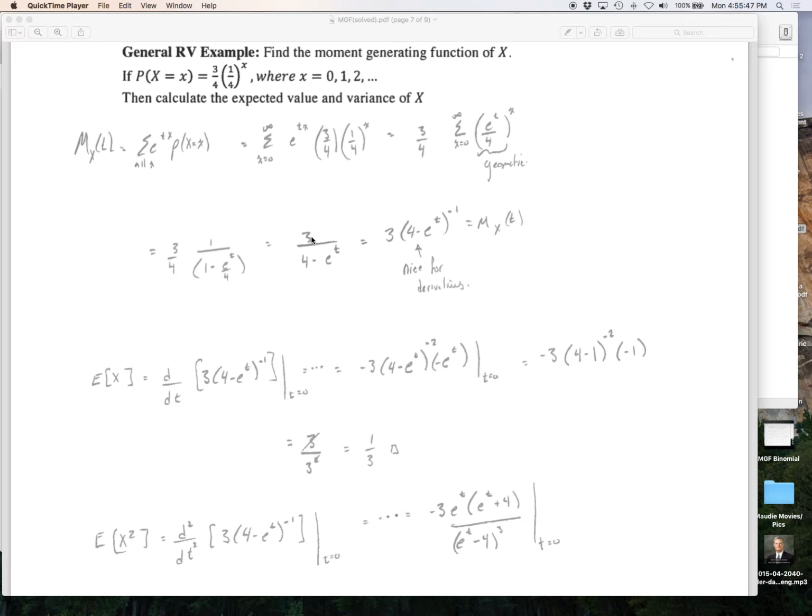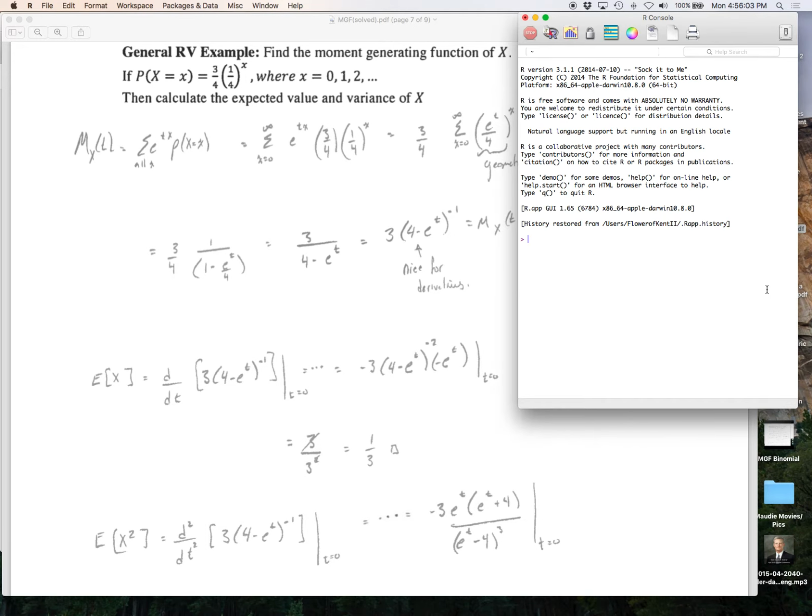Simplifying this slightly, I get the moment generating function. I like this form just because it is nice for derivatives. If I want to find the expected value and variance of x, I can just take the derivative of this moment generating function that I just found. Here I'm going to take the derivative with respect to t.